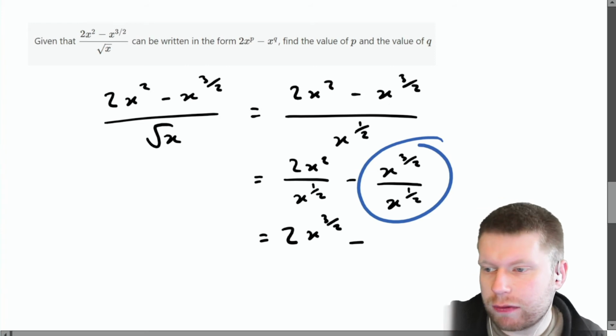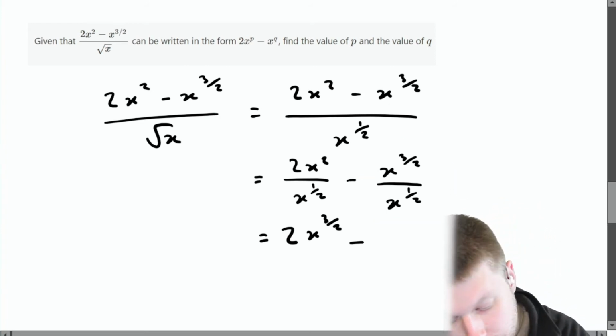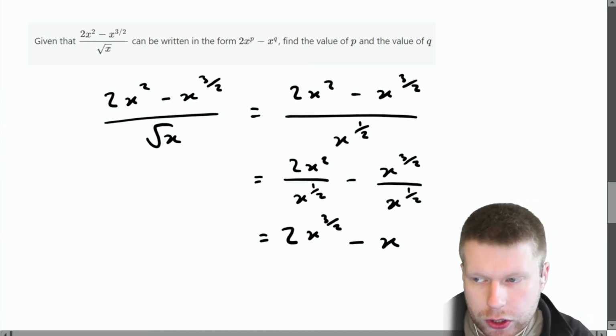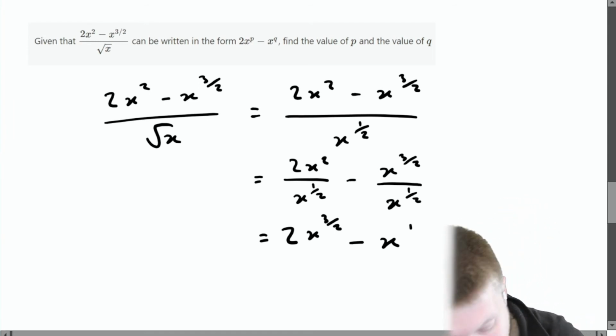So again, x to the power of 3 over 2 divided by x to the power of a half. If I subtract those two powers, I get x to the power of, well, 3 over 2 subtract 1 over 2 is 2 over 2, or just to the power of 1.